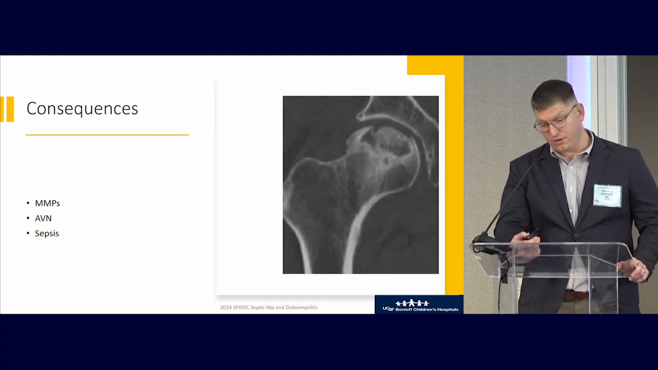Consequences of untreated septic arthritis are cartilage destruction through the actions of matrix metalloproteases on the cartilage, avascular necrosis due to pressure injury from increased intracapsular pressure in the setting of septic effusion, and then the systemic consequences of sepsis if not treated.